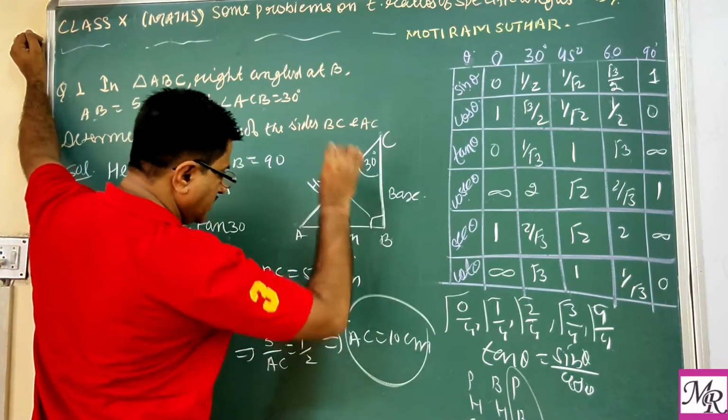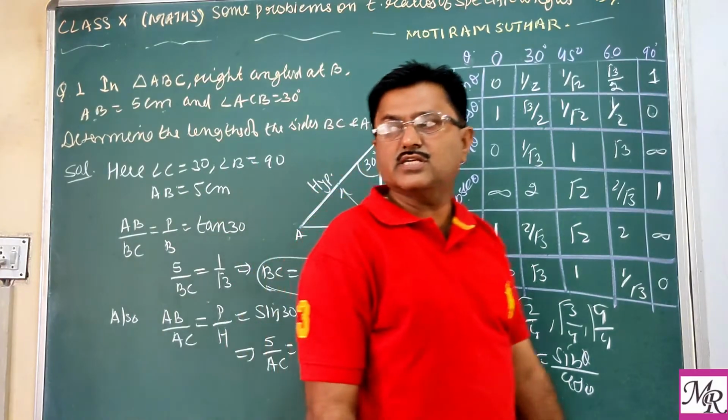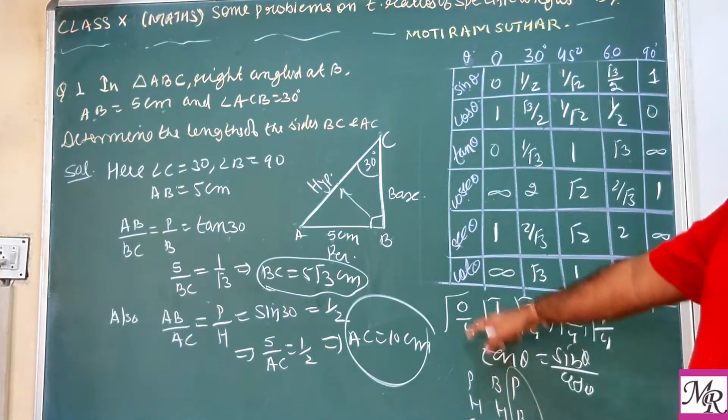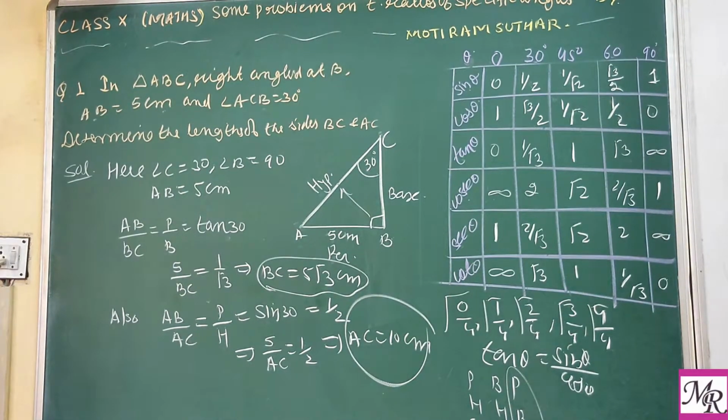So in this way we can find the value of the side of the triangle if we are given one angle and one side. This is very easy, but we have to remember the table.